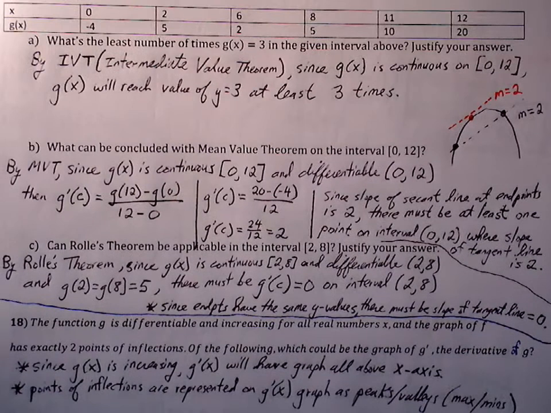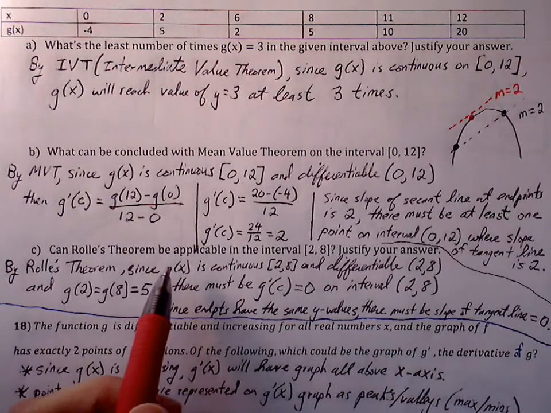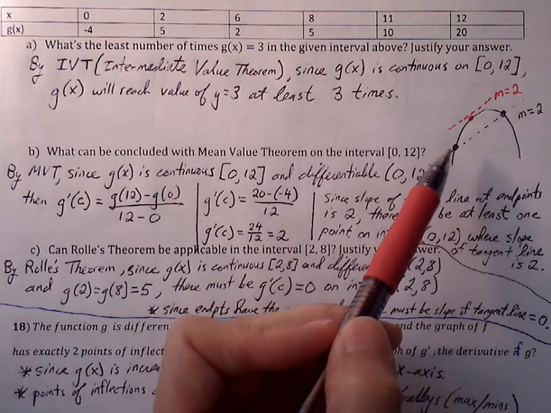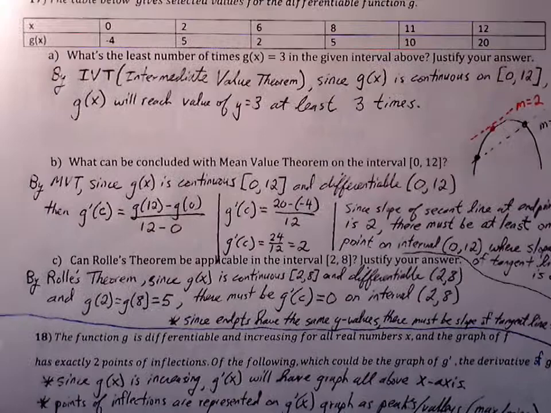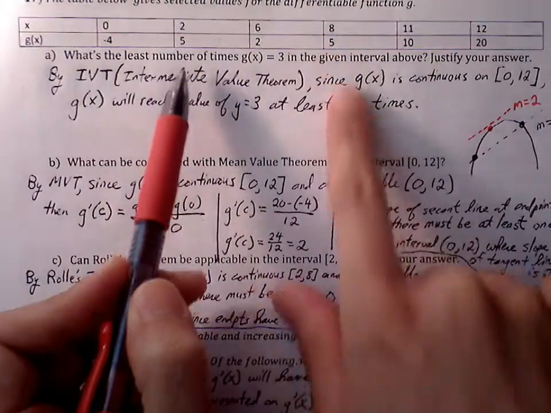For part C, can Rolle's theorem be applicable on the interval from 2 to 8? So with Rolle's theorem, it's similar to the mean value theorem, but it's not just guaranteeing any slope. It has to be a slope of 0. So the only way we can guarantee a slope of 0 is if we look at the endpoints and see if they share the same y value. So we're looking at between 2 and 8.